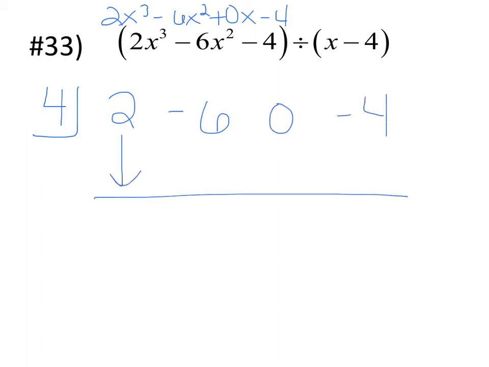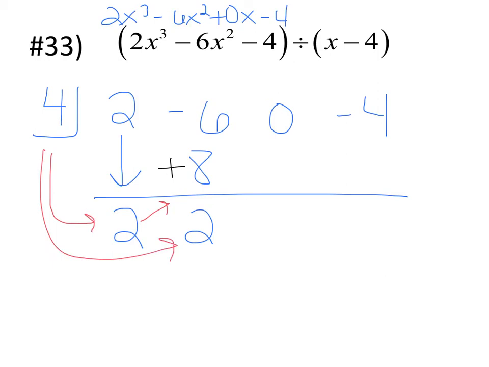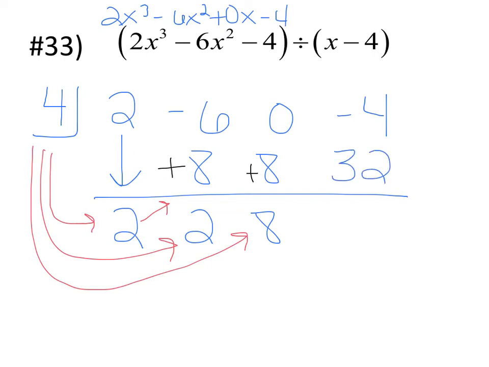And then we do drop mama. Drop your first number, multiply, and then add. So 4 times 2 is 8. And then you're going to add: negative 6 plus 8 is 2. Then you're going to multiply again. 4 times 2 is 8. And then you're going to add again. 0 plus 8 is 8. Then you're going to multiply again. 4 times 8 is 32. And then you're going to add again. Negative 4 plus 32 is 28.